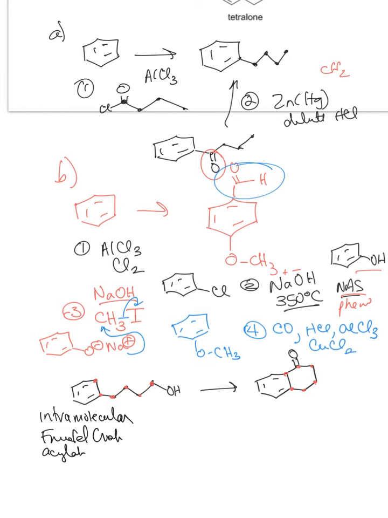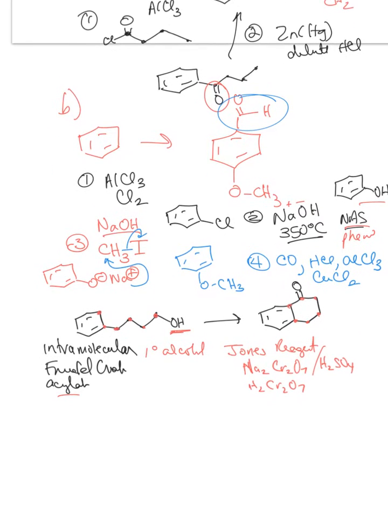So Friedel-Crafts acylation, what do you need? You need an acid chloride. So how do you make an acid chloride with a primary alcohol? You're going to have to first do the Jones reagent, which is Na2Cr2O7 and sulfuric acid. You can write it like that. Or you could just write H2Cr2O7. Either way, that's going to oxidize that primary alcohol to a carboxylic acid.